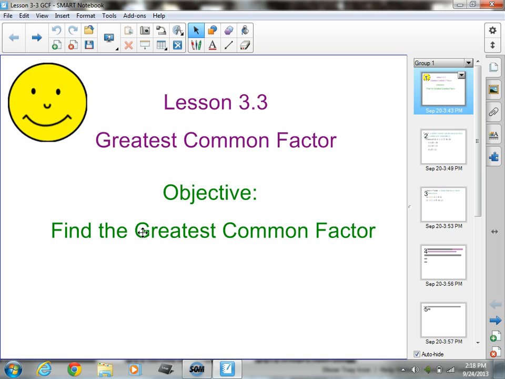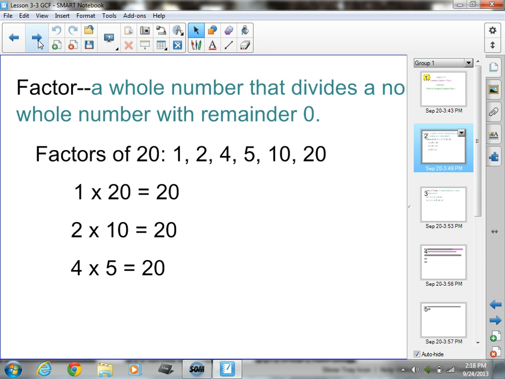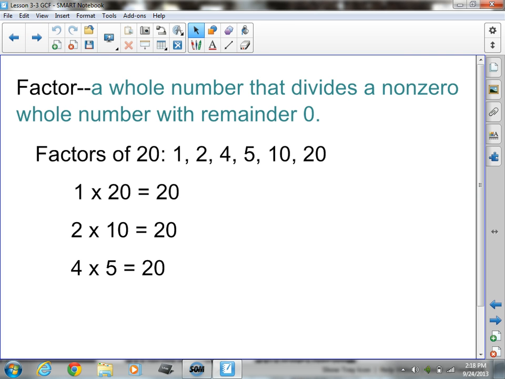This afternoon we will be working on learning about the greatest common factor. Now earlier in class we learned about what a factor is. A factor is a whole number that divides a whole number with a remainder of 0. So for example, the factors of 20 are 1, 2, 4, 5, 10, and 20 because 1 times 20 is 20, 2 times 10 is 20, and 4 times 5 is 20.